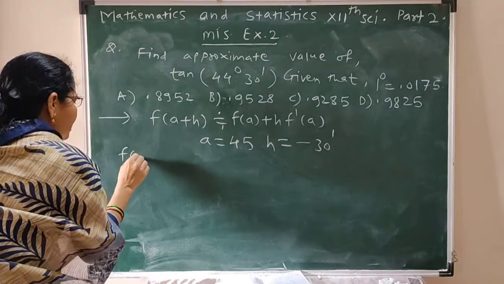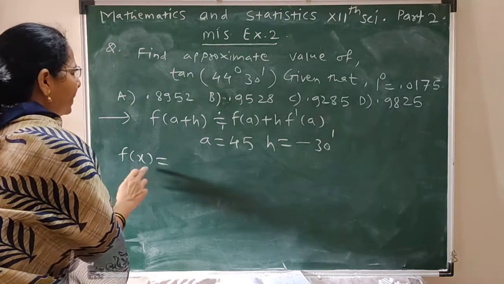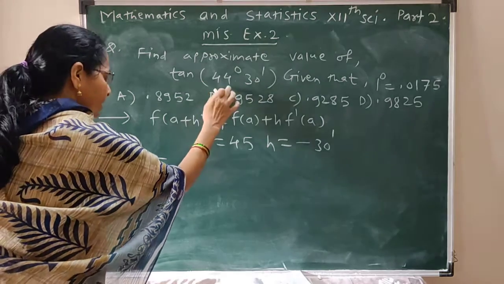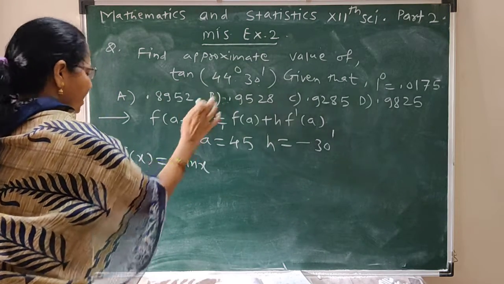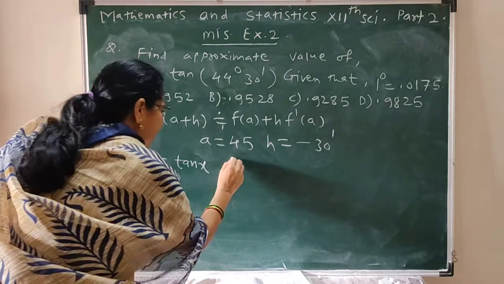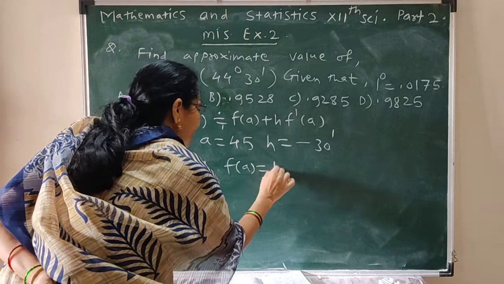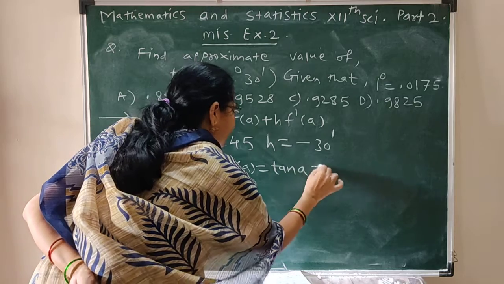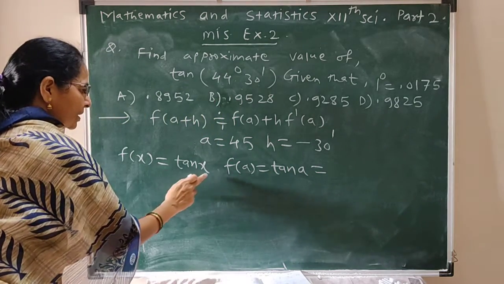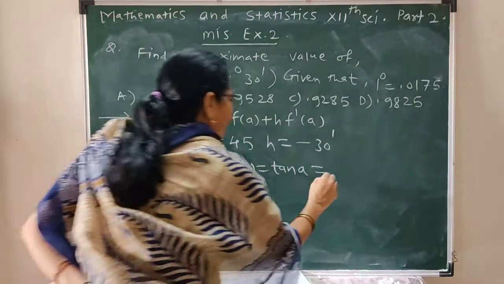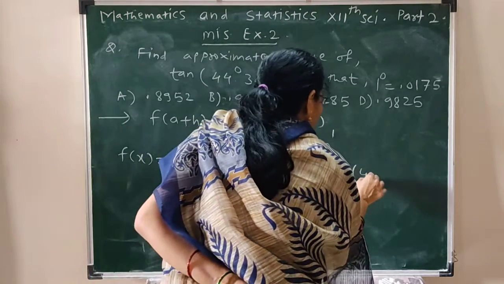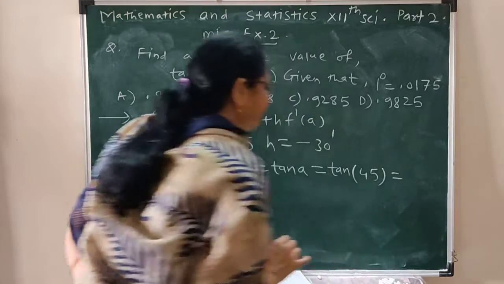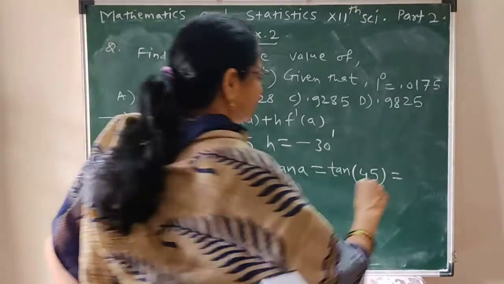Now f(x) is, as usual, tan x. f(x) is tan x, so f(a) is tan a. Here a is 45 degrees. We know that tan 45 is 1.